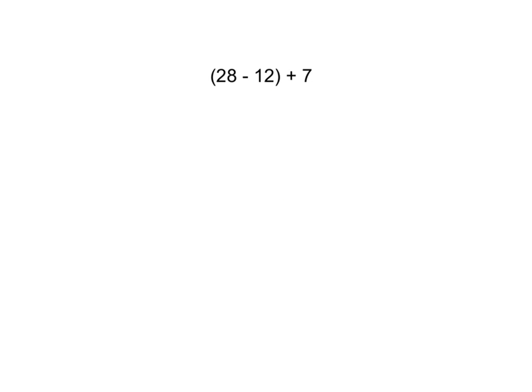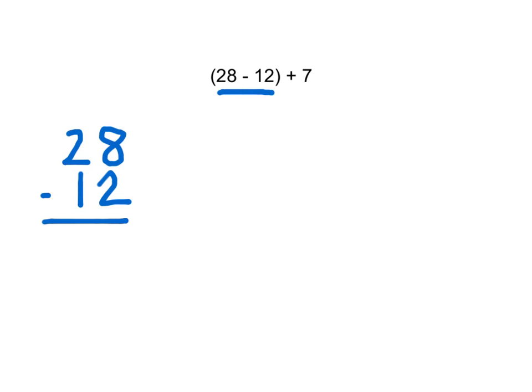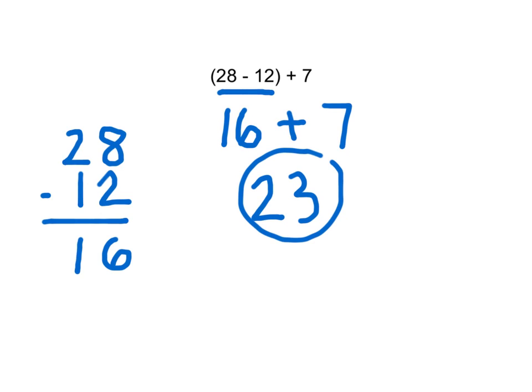Let's look at this equation now. We have the parentheses placed first, and we need to find out what that answer is, 28 minus 12, before we can add 7 to it. So let's go off to the side, and let's not try to do this in our head. Let's make sure we're accurate. 8 minus 2 is 6, and 2 minus 1 is 1. So our number in our parentheses is actually 16. Now we can add 7 to it, and 16 plus 7 is 23. And there you have your answer.